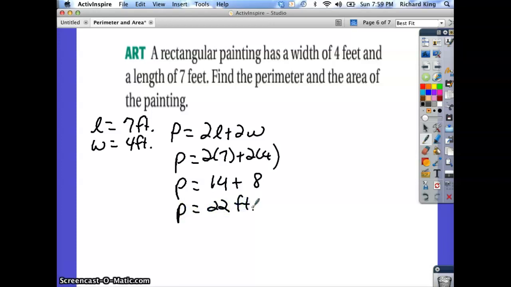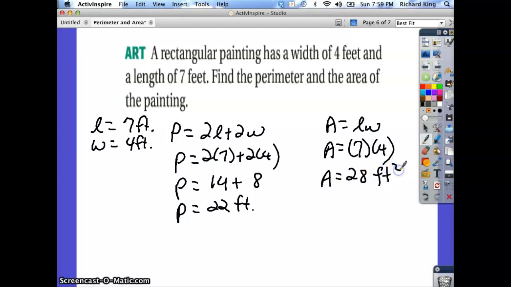Now let's find the area. Area equals length times width on a rectangle. So area equals 7 times 4. So the area equals 28 feet squared.